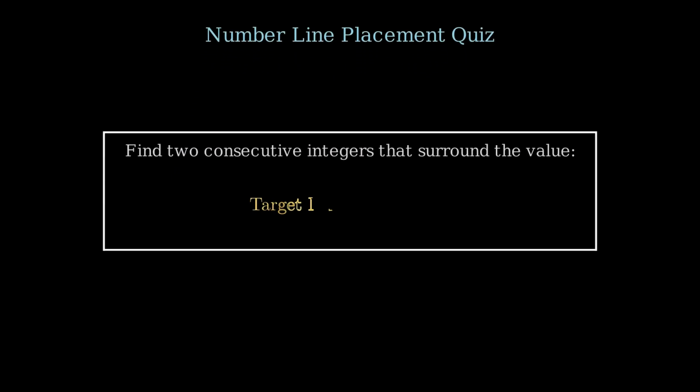Let's test our understanding with a quiz. Consider the number line. Between which two consecutive integers can you find the negative real number negative 3.5? Think about its position relative to 0.